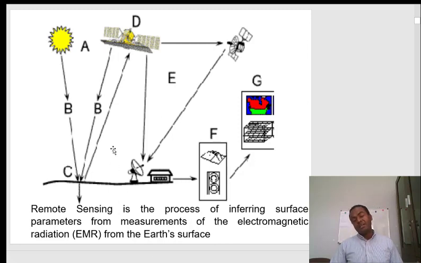Having looked at this pictorial representation of remote sensing, one can define remote sensing as a process of inferring surface parameters, meaning vegetation height, vegetation canopy size, and the like, from measurements of the electromagnetic radiation from the Earth's surface.